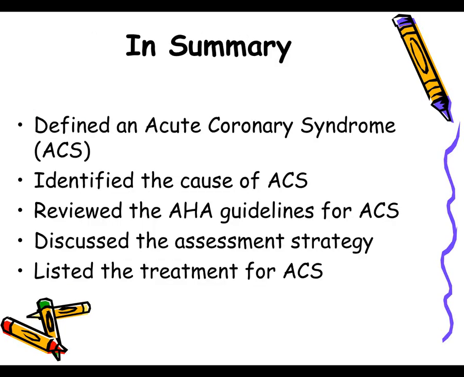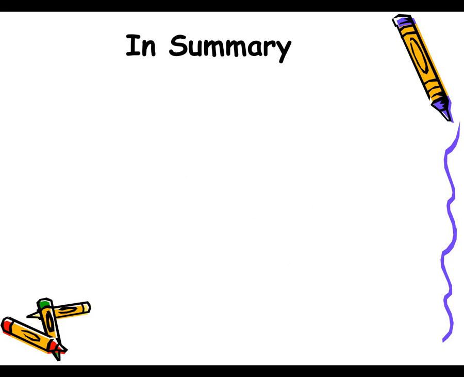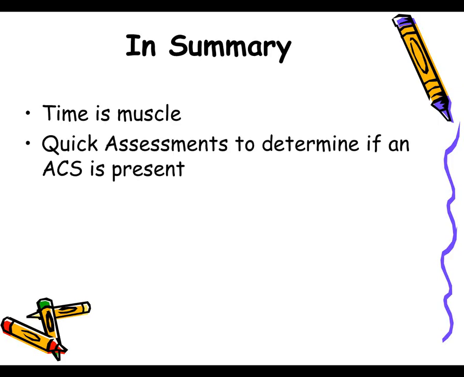So in summary, we defined what an acute coronary syndrome was. We identified the cause in that neat little video. We reviewed the AHA guidelines and discussed the assessment strategy as well as some treatment for a patient having an acute coronary syndrome. Remember that time is muscle, and it's their muscle. Dead tissue does not conduct electricity, nor does it contract. So the pump function of the muscle is greatly diminished as time goes on. Your quick assessment, OPQRST, can determine whether or not an acute coronary syndrome is present.